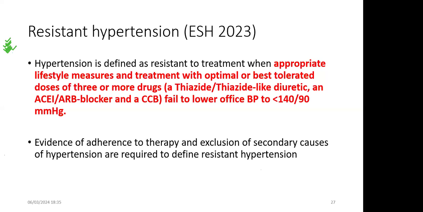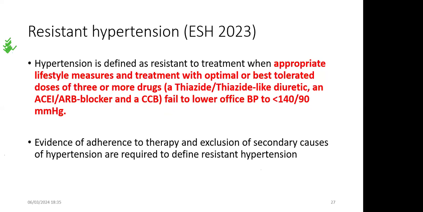There's something called resistant hypertension. The European Society of Hypertension tells us that this is hypertension that has been resistant to treatment, like appropriate lifestyle modification. Treatment has been optimized up to tolerable doses, or using 3 drugs or more: a thiazide or thiazide-like diuretic together with an ACE inhibitor or an ARB, or together with a CCB, and the patient is still having what? Elevated blood pressure. So we have failed to achieve less than 140, less than 90 in this patient. So we call that, according to this guideline, resistant hypertension.